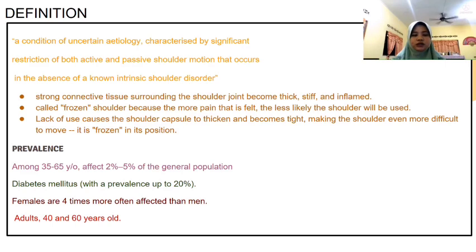The condition is called frozen shoulder because the more pain that is felt, the less likely the shoulder will be used. Lack of use causes the shoulder capsule to thicken and become tight, making the shoulder even more difficult to move, and it is frozen in its position.